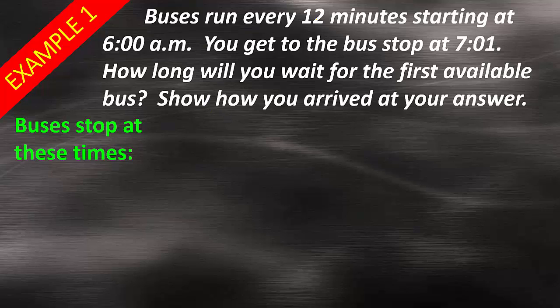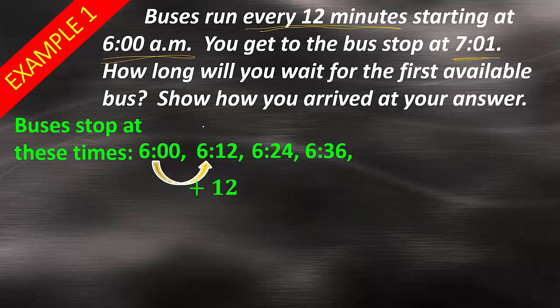So, important numbers here. Bus stops every 12 minutes, starting at 6 a.m., and you arrive at 7:01. So you can see what the sequence is here. You're going to start at 6 a.m. and then add 12 minutes each time. So 6:12, 6:24, 6:36, 6:48, and of course 7 o'clock. You arrive at 7:01. Next bus is at 7:12.